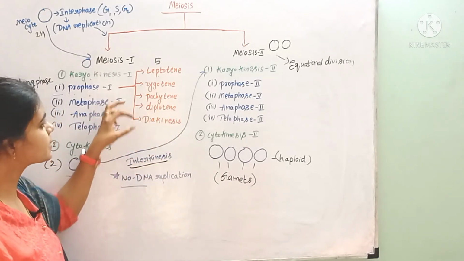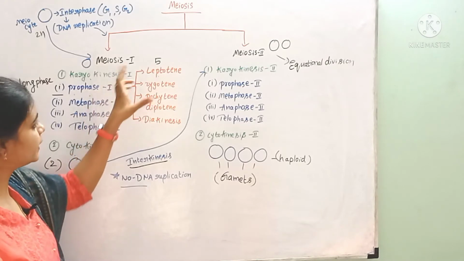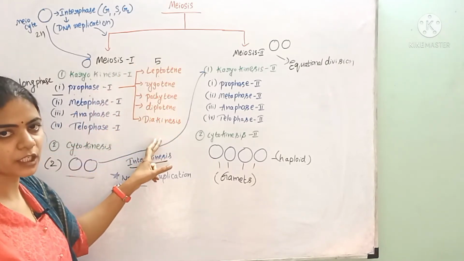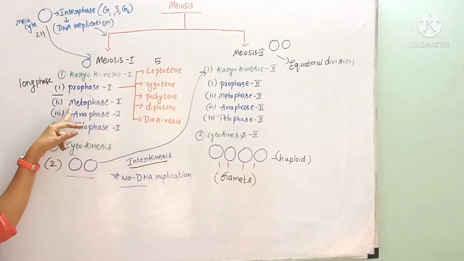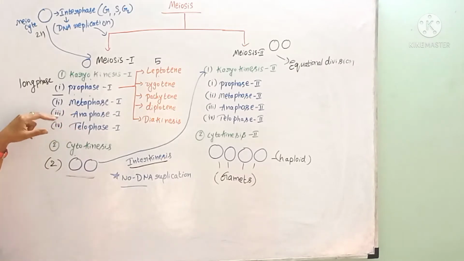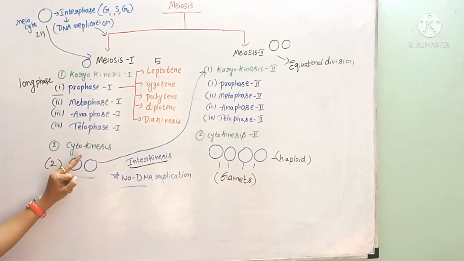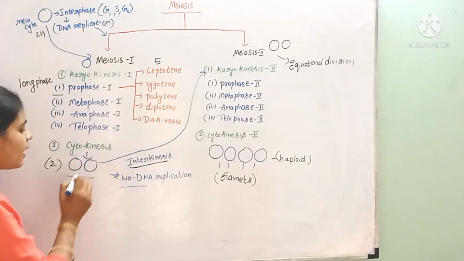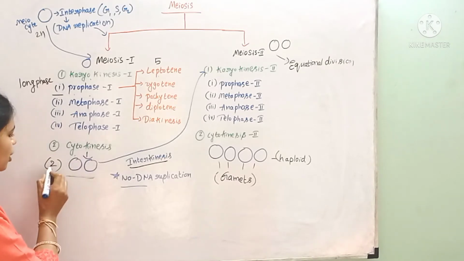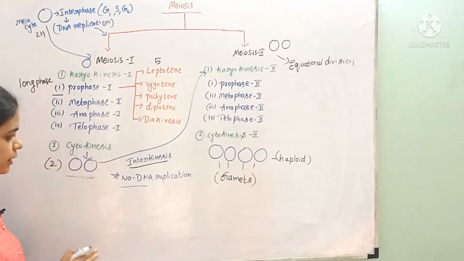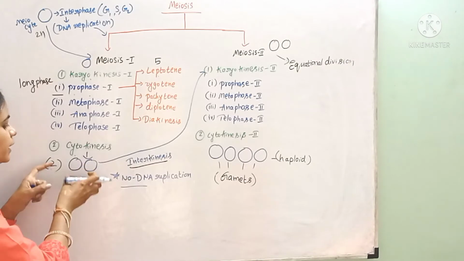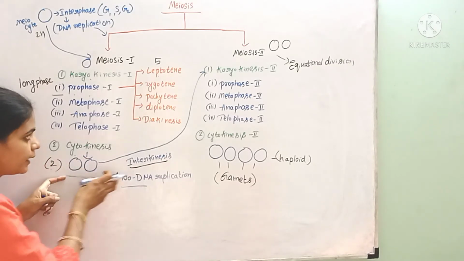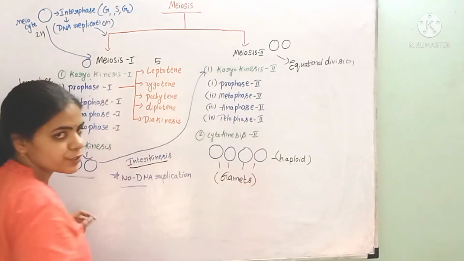The meiocytes, after entering into prophase 1, complete all these 5 stages, and only then enter into metaphase 1 and complete the anaphase and telophase. After completing the karyokinesis, they enter into the cytokinesis, where cytoplasmic division occurs, and the result is two daughter cells which are haploid in condition. These two daughter cells then enter into meiosis 2.